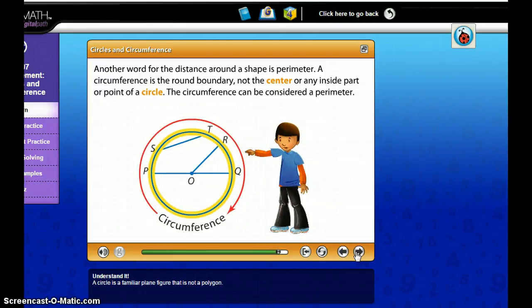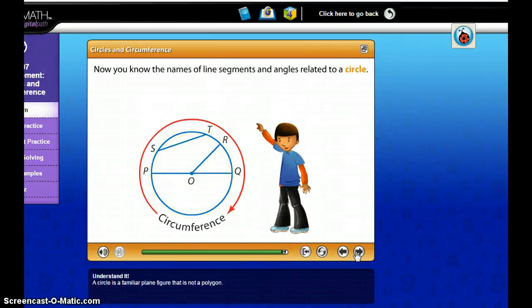A circumference is the round boundary, not the center or any inside part or point of a circle. The circumference can be considered a perimeter. So circumference is just another name for the perimeter of a circle. Okay? But it's only used when circles are involved. Now you know the names of line segments and angles related to a circle.